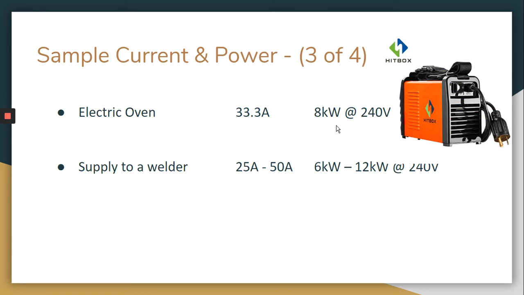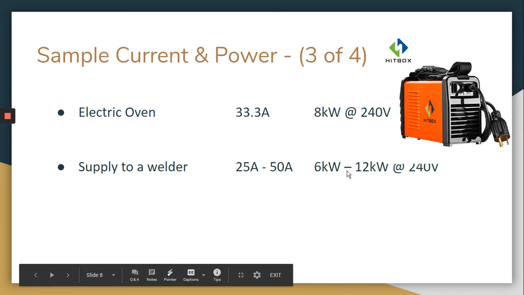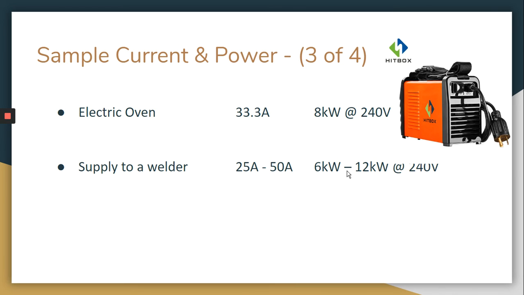Now, the supply to a welder. Okay, welders are usually run at 240 volts. Sorry, that got cut off a little bit. And you can see the plug here. Okay, it looks a little bit different. And that's because it's a plug for a 240 volt outlet. So those outlets are different, so you don't accidentally plug one thing into another. And they can take 25 to 50 amps.